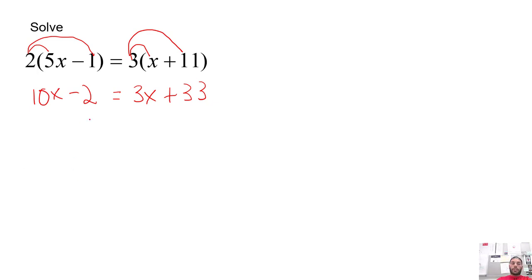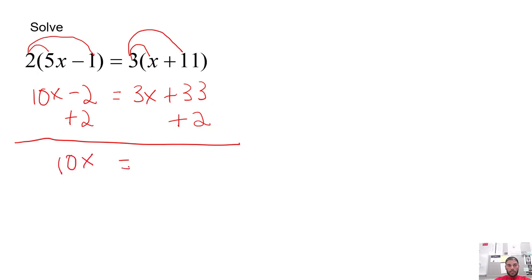So first thing I might do here is try to add 2 to my right side, so I don't have to subtract 33. After I do that, I'm going to be left with 10x on my left is equal to 3x plus 35 on my right. 33 plus 2 is equal to 35. Now I'm trying to get all my x's on the same side. I'm going to move this 3x over to the left by subtracting 3x from both sides.